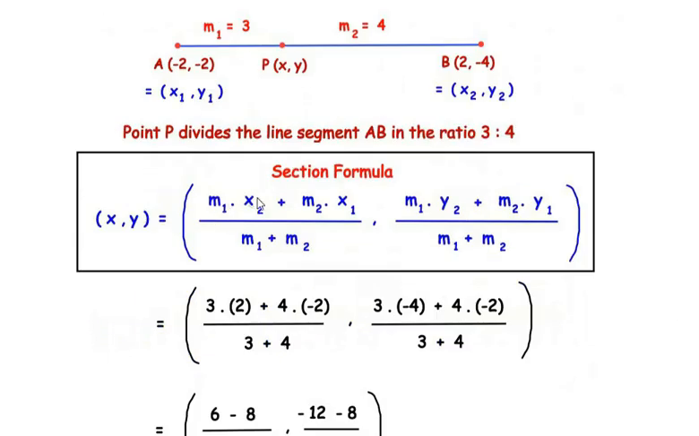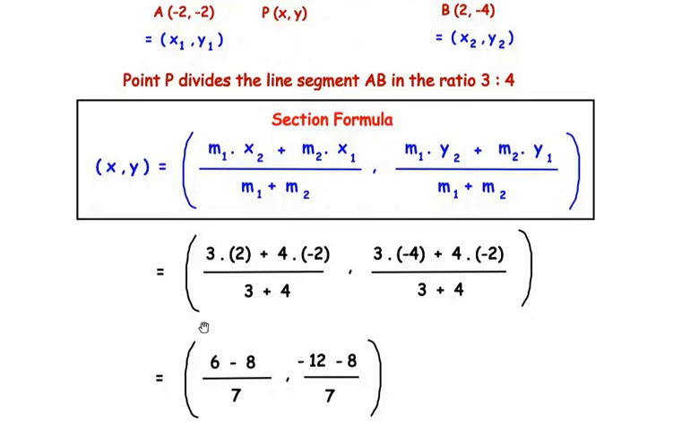Now we have to just plug in all these values in this formula. So we get here m1x2 + m2x1 becomes 3 times 2 plus 4 times -2 over m1 + m2 becomes 3 plus 4, comma, m1y2 + m2y1 becomes 3 times -4 plus 4 times -2 over 3 plus 4 again. Now let us simplify this. So here 3 times 2 gives us 6 plus 4 multiplied with -2 gives us -8 over 3 plus 4 is 7, comma, 3 times -4 gives us -12 and plus 4 times -2 gives us -8 over 7.